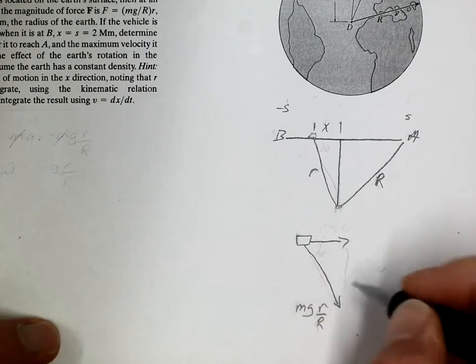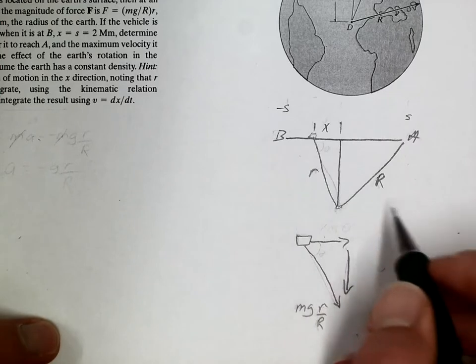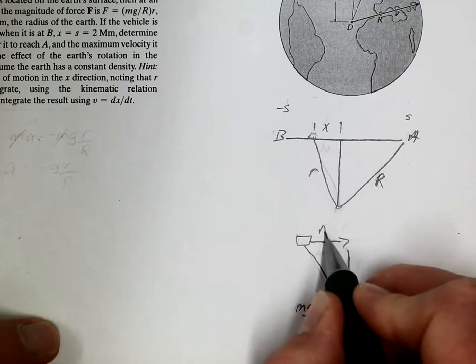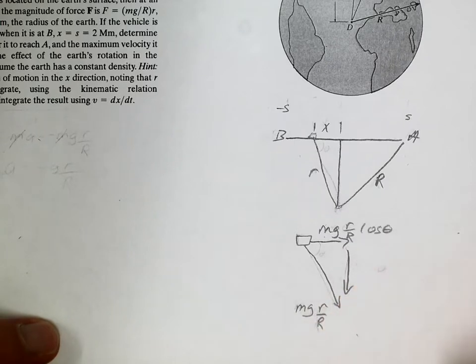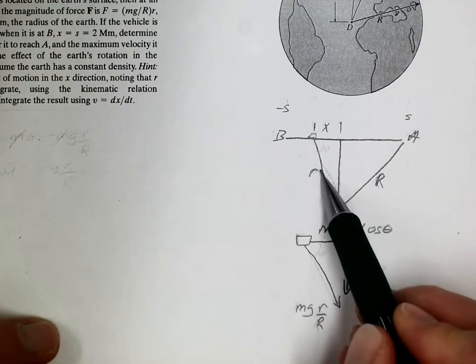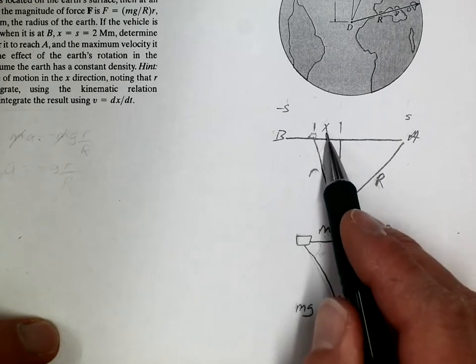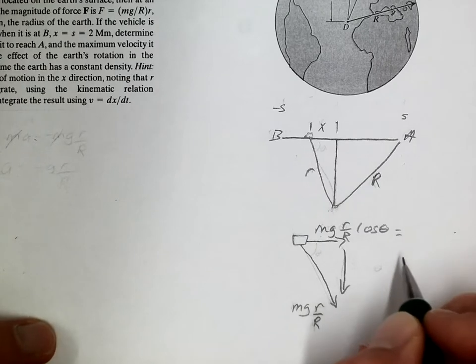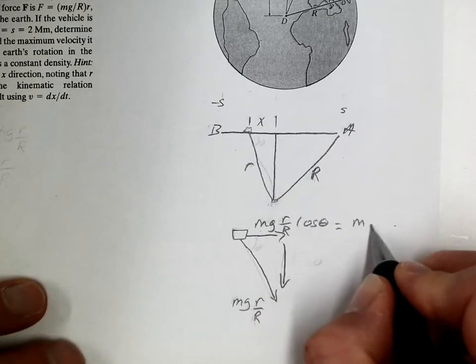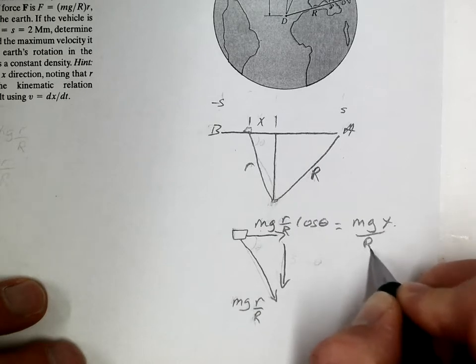So we break that into components. The component parallel to A and B is going to be mg little r over big R cosine theta. Now, looking at this one, we can tell that r cosine theta is equal to x, right there. So we can write this as mg x over big R.